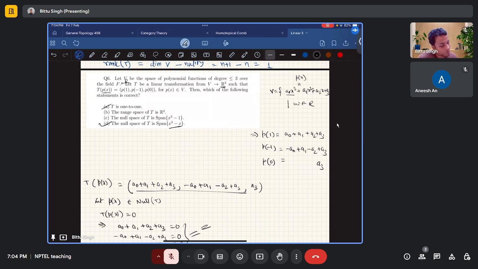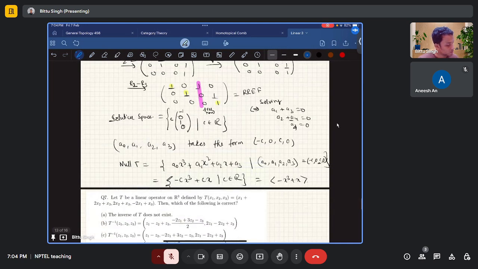And T is not 1 to 1 because x cube minus x is inside the null space. And the range space of T is not the whole R2. Is it the whole R2? Because what are we seeing here? So nullity, this should actually be the whole R3, because there is no R2. We are not identifying. So from here it is clear that nullity is 1.